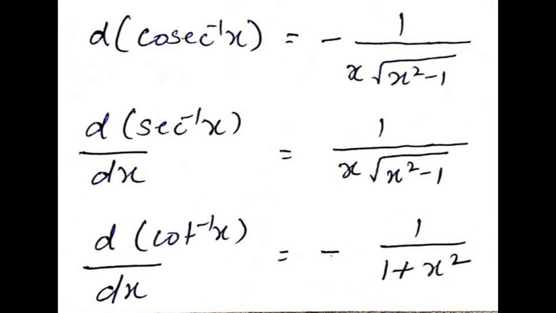Derivative of cosec inverse x is minus 1 upon x into root of x square minus 1. Derivative of sec inverse x is 1 upon x into root of x square minus 1. And derivative of cot inverse x is minus of 1 upon 1 plus x square.